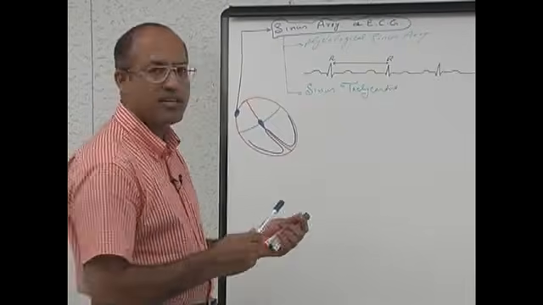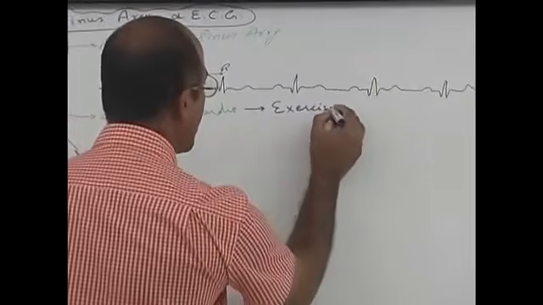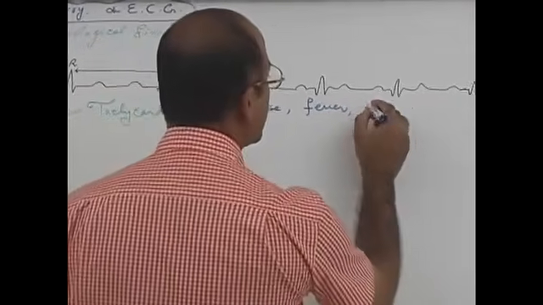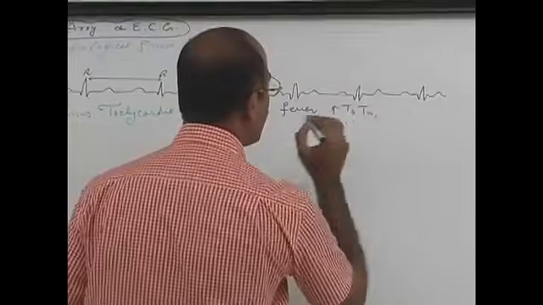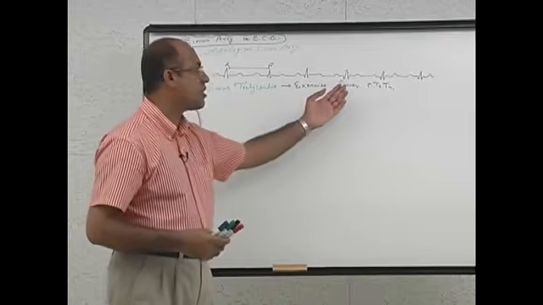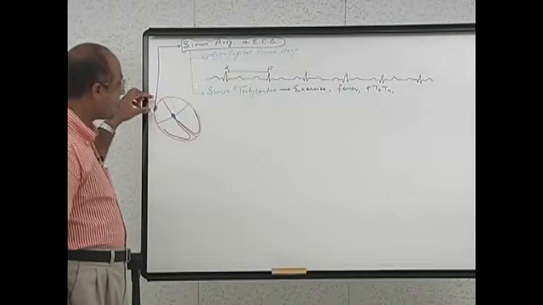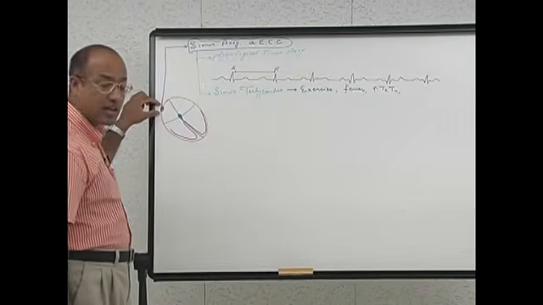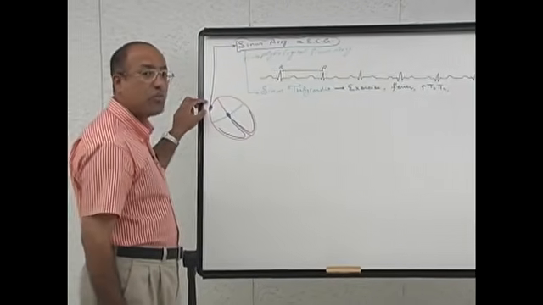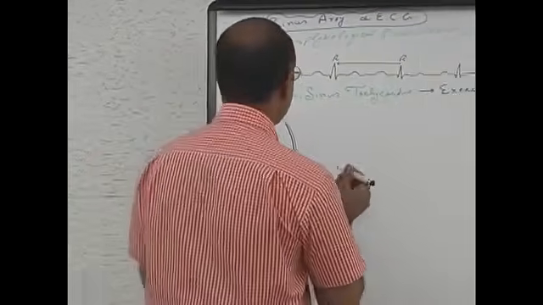Sinus tachycardia is very commonly seen during exercise. Exercise increases your heart rate, or patient with fever, or patient with thyrotoxicosis, right? And there are many other conditions which increase the heart rate. In these conditions, like exercise or fever or thyrotoxicosis, there is overstimulation of SA node. Excessive stimulation of SA node will generate depolarizations more frequently and your heart rate will go up. Under these circumstances, what will happen?